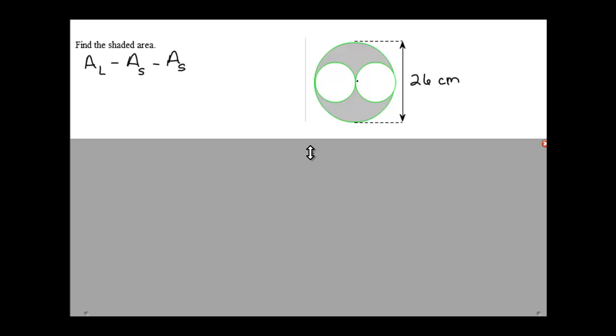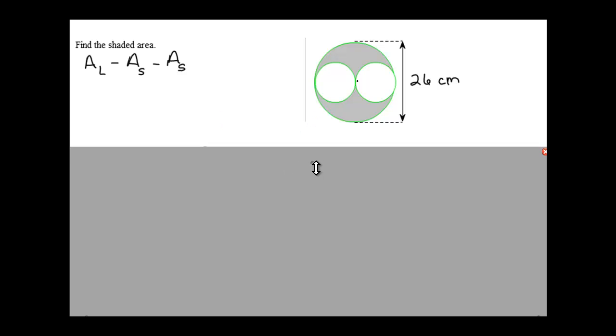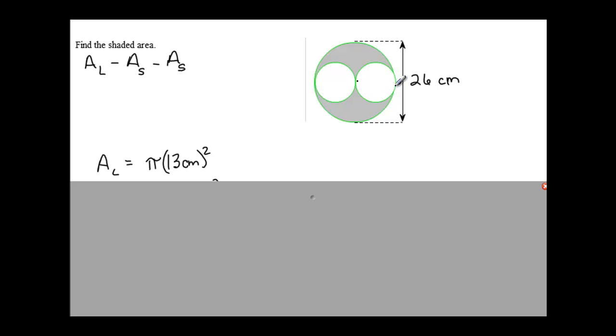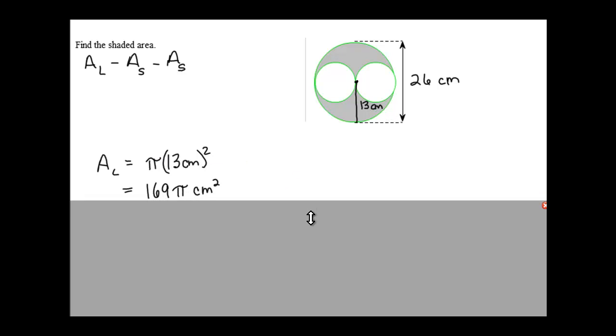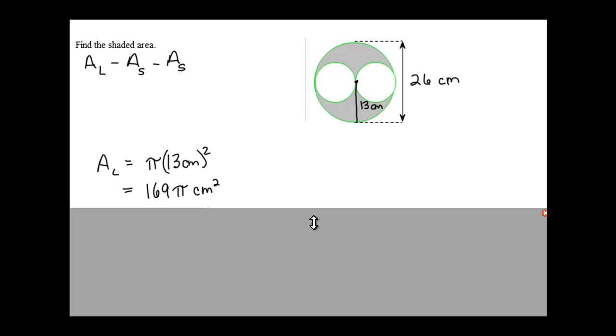Okay, so let's find the area first of all of the largest circle. Since the diameter of the circle is 26, then the radius of the circle would be half of that, which is 13 centimeters. So pi times 13 squared would be 169 pi square centimeters. Now to find the area of the smaller circles, we'll need the radius of each of those circles.